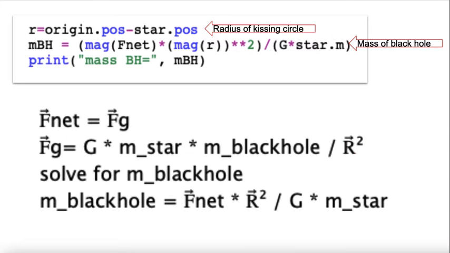Secondly, we want to find the radius of the kissing circle, which we just know as the origin, the position of our black hole, minus the position of the star. Next, we want to solve for the mass of the black hole, which is the point of this lab. We know that the total net force is equal to the gravitational force, which is given by the gravitational constant times the mass of the star and the mass of the black hole over the radius of the kissing circle squared. So we can rearrange to solve for the mass of the black hole, which we input into our code.